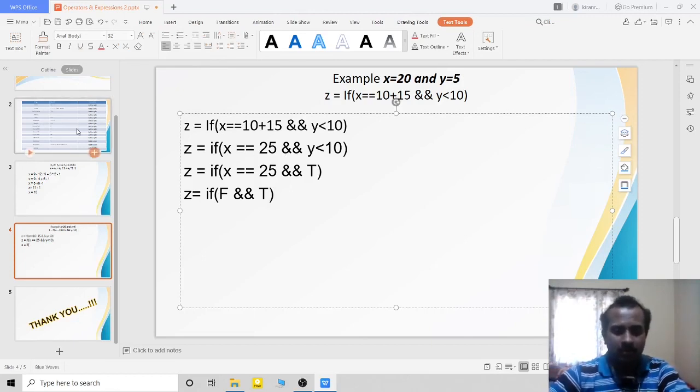Next I have to solve the and. What is the operation of the logical and? When both the inputs are true, only then is the output true. So what will be my output? False. That means z is equal to false, or I can write z is equal to 0.